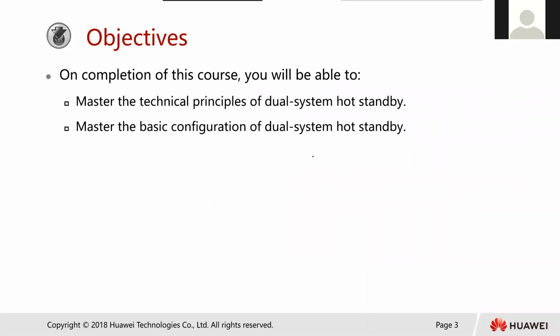The objectives of this course: firstly, we need to master the technical principles of dual system hot standby. The principles mean why we need dual system hot standby, and some detailed information about it. The next is the configuration. The configuration means the lab and the practice, that is, how we can implement this dual system hot standby.